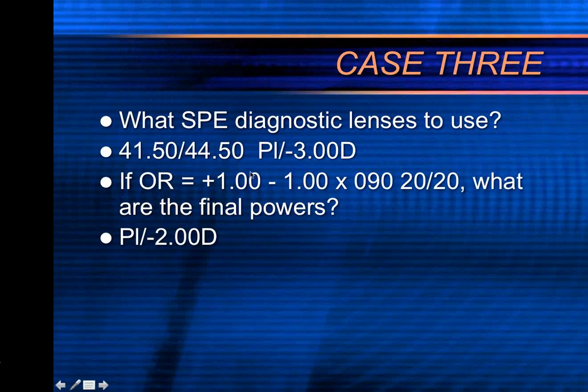In the horizontal meridian, you're going to have a power in the overrefraction of Plano, and you add that to the diagnostic lens power, and that's simple. Plano plus Plano equals Plano. So there you go in coming up with your powers in this type of case.